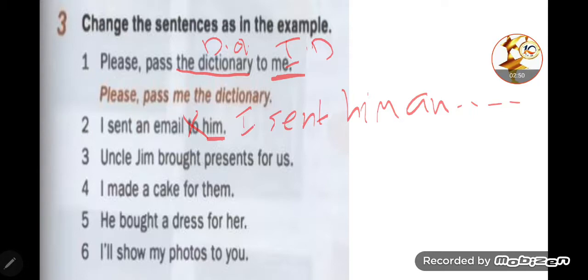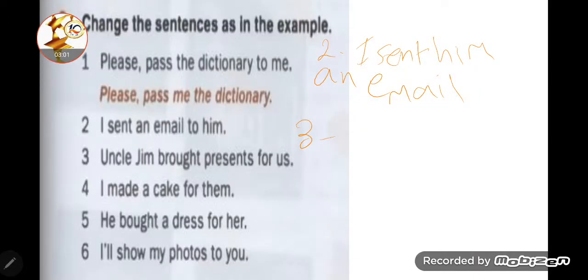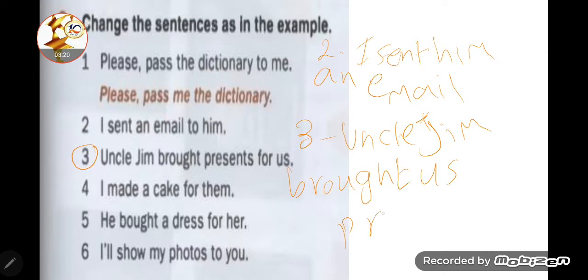Uncle Jim brought presents for us. So it should become Uncle Jim brought, instead of presents we put us, us presents. Sorry, sorry for this technical problem. Now number 3: Uncle Jim brought presents for us. So here it should become Uncle Jim brought us presents.